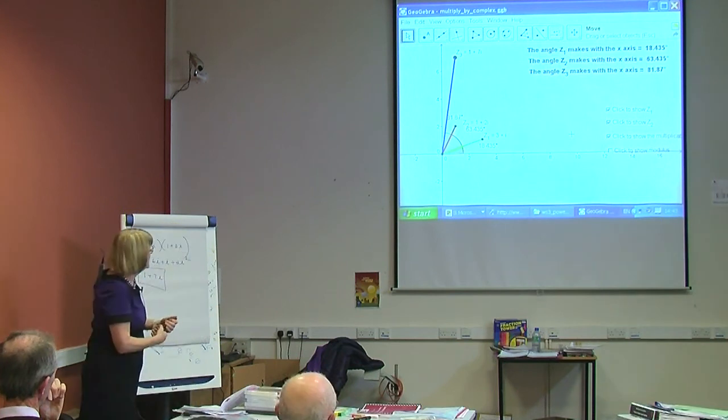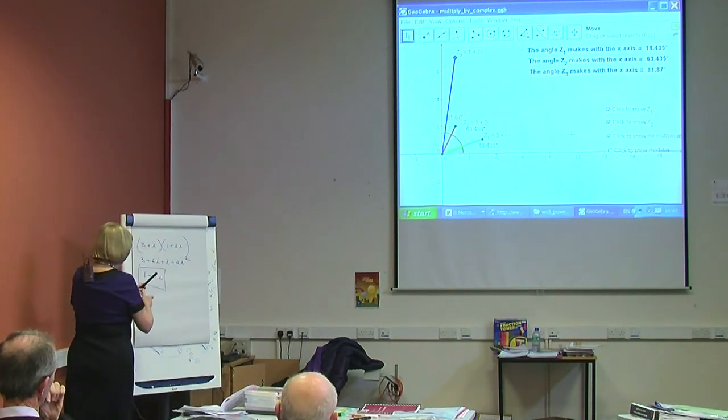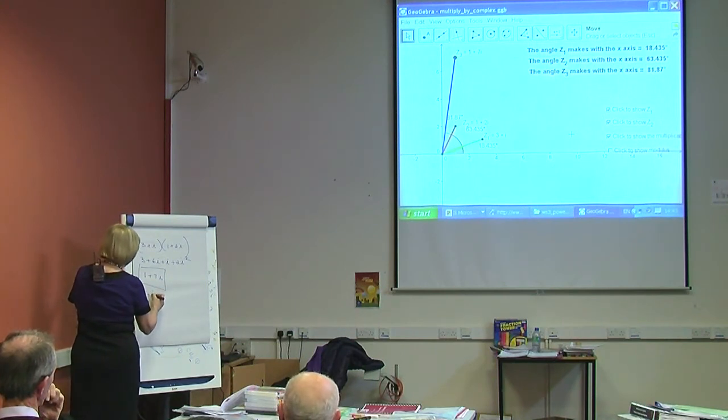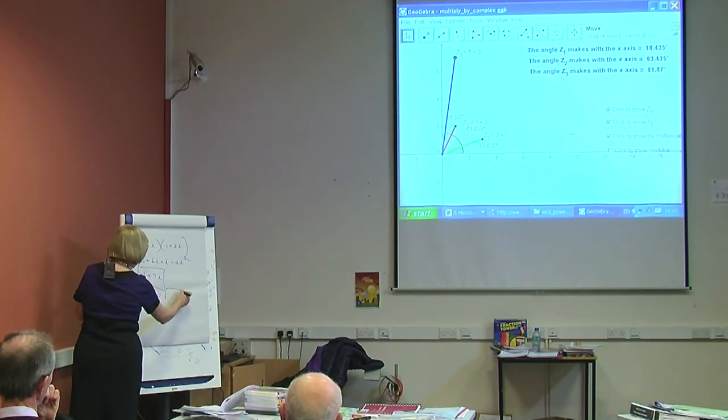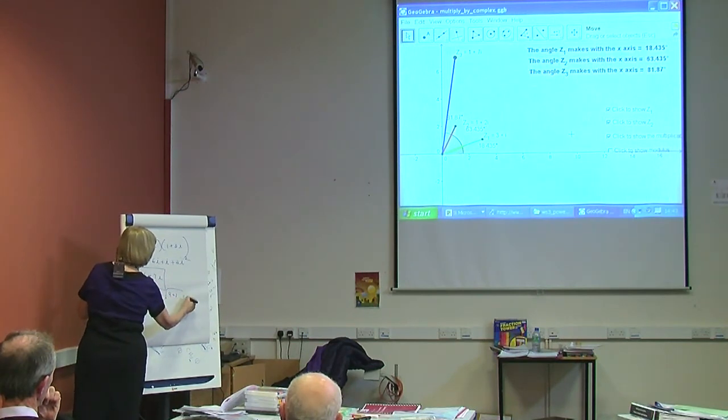You add them. The length, or the modulus. What's the modulus of 3 plus i? Square root of 10, isn't it? You square the 3 and you square the real part of this, which is 1. So that's the square root of 10.